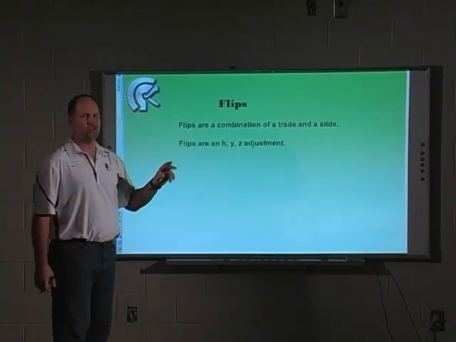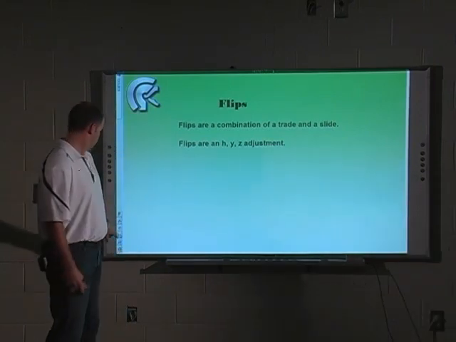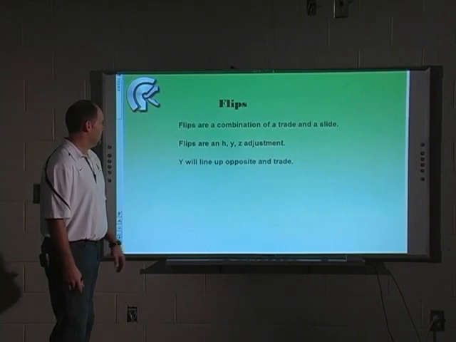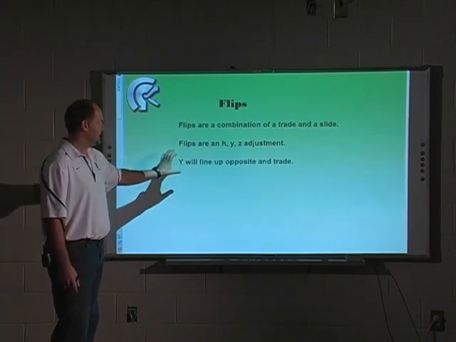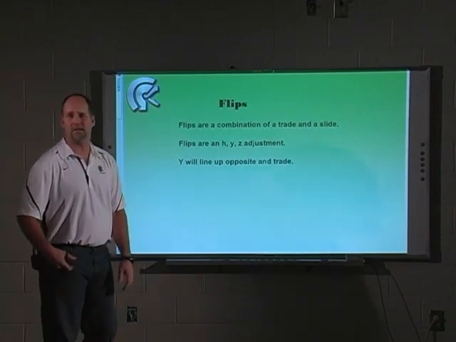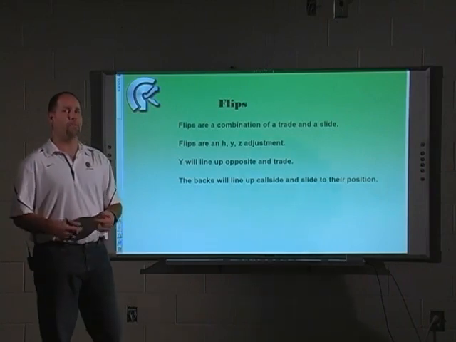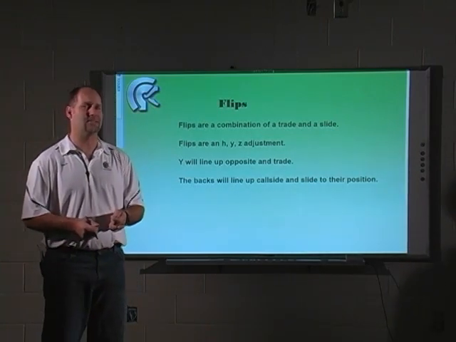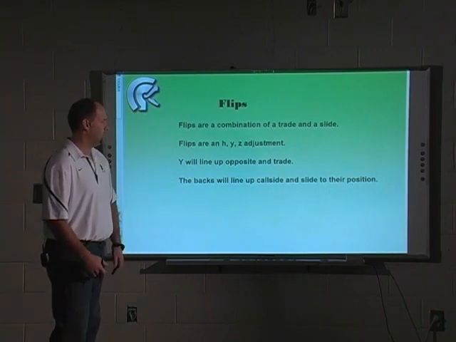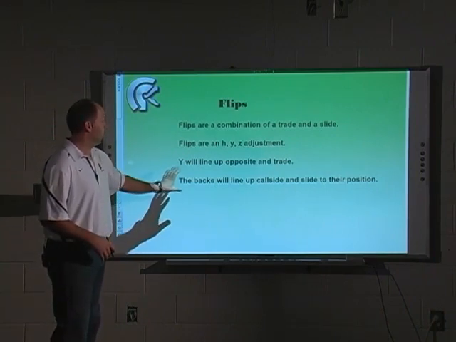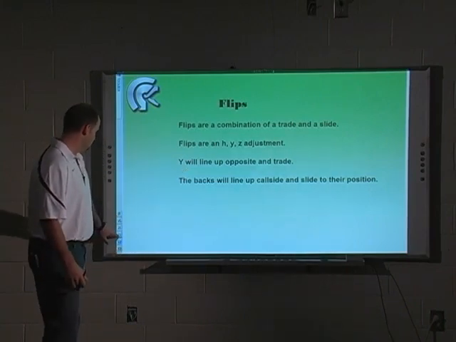Flips are also an H, a Y, and a Z adjustment. So what that does for us is it takes our Y and puts him back to his trade rules. He's going to line up opposite the formation on the quarterback's command. He'll trade over. That also tells our backs they're going to utilize their slide rules. So the backs will line up to the call side and slide to their position. Again, it's their slide rules.